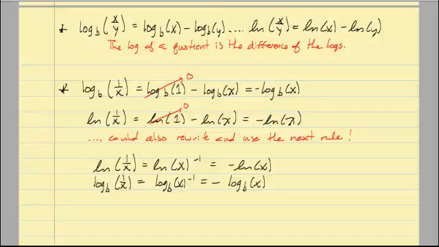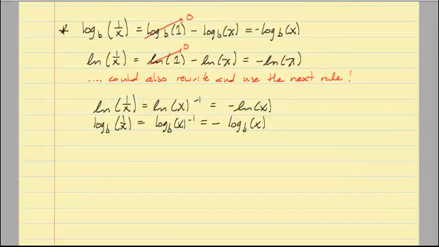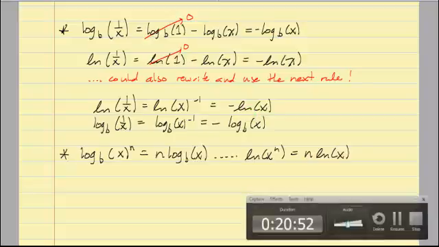But I could also rewrite this a little bit differently using my next rule. We don't know this rule yet, but we're using this to introduce the concept. I could take 1 over x and rewrite it as x to the negative 1. My next law of logarithms says if I have the natural log, or log base b, of an argument to a power, I can pull the power out front. And so that's what we have here. If I rewrite this as x to the negative 1, I can pull the negative out front. Okay, so let's go ahead and have a look at that rule.